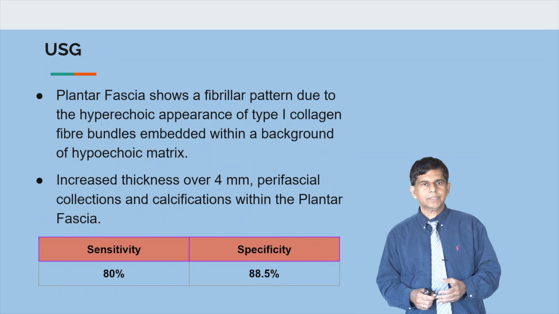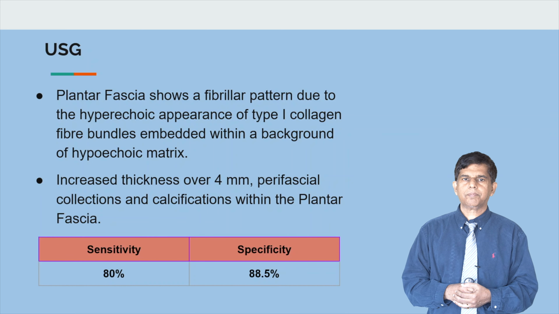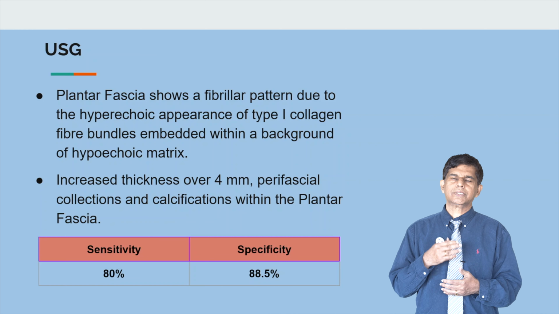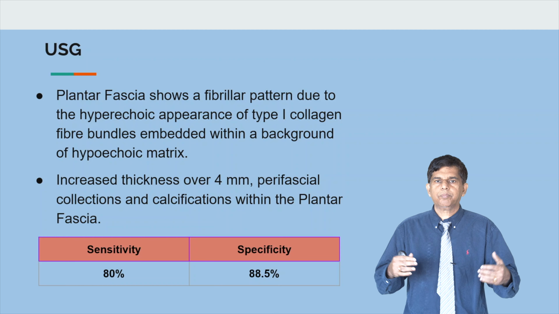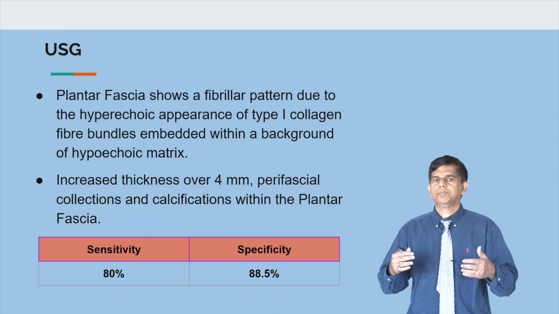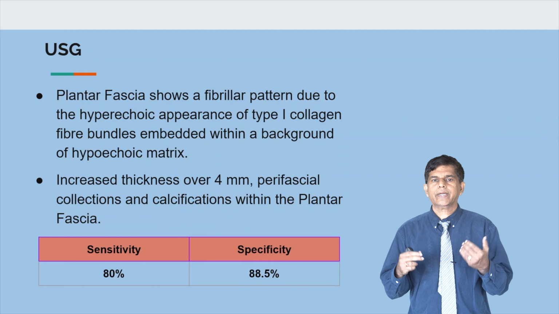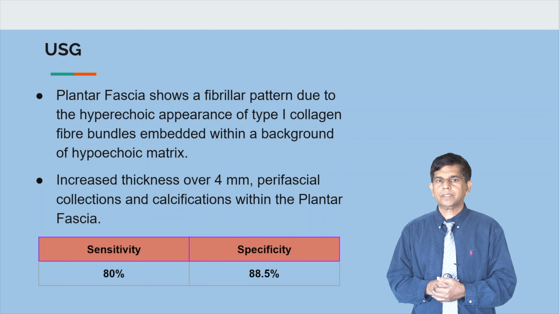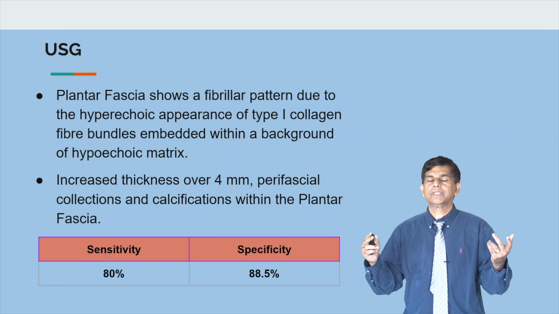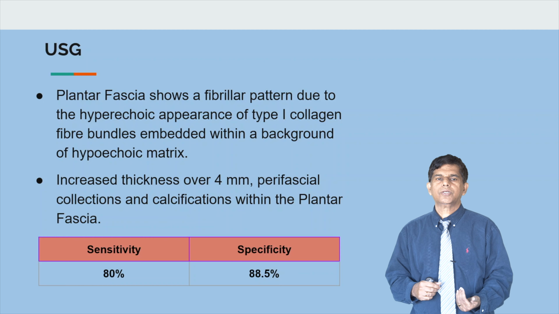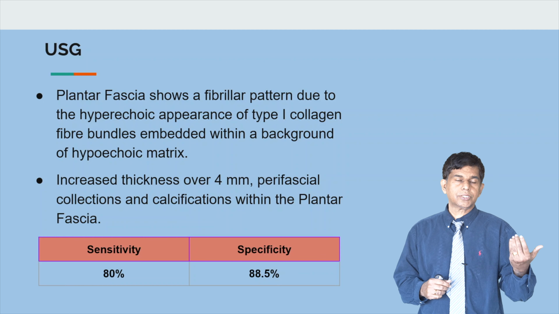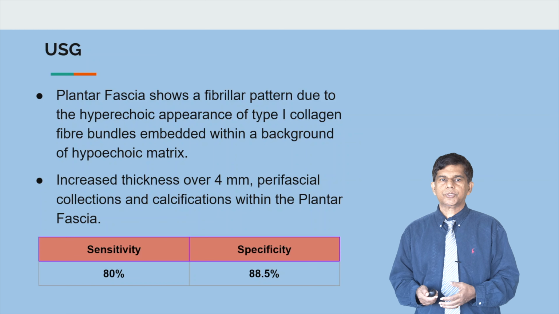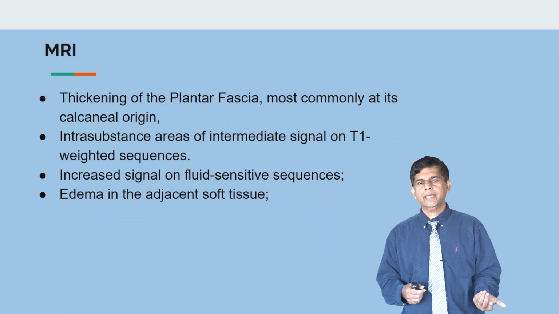Let's look at the next test available. It's an ultrasound. The plantar fascia shows a fibrillar pattern due to the hyperechoic appearance. That's what you have to look for, the hyperechoic appearance. So type 1 collagen fiber bundles embedded within a background of hyperechoic matrix. And you look at the thickness of over 4 millimeters, perifascial collection, calcification within the plantar fascia. And again, when you look at the sensitivity and specificity, sensitivity is 80% and the specificity is almost 89%.